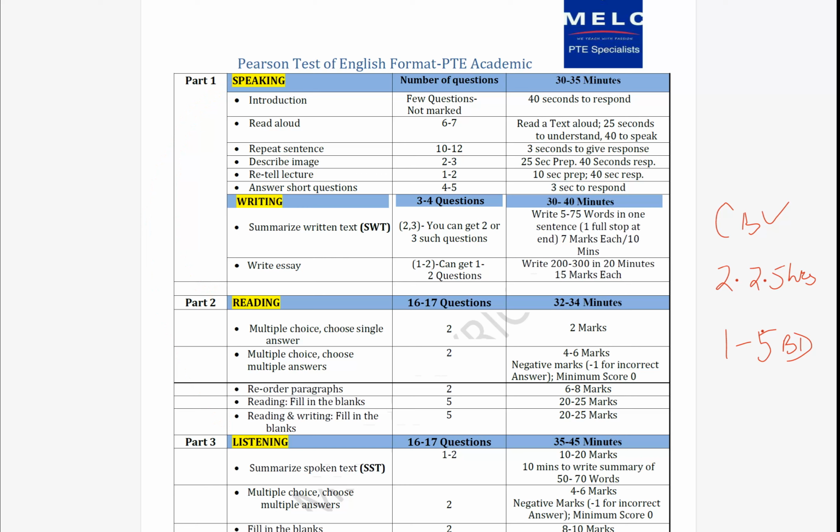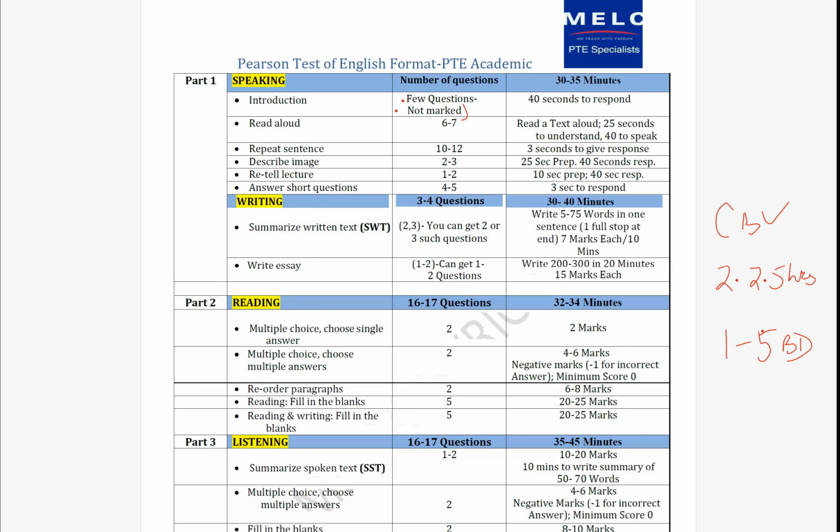Starting with the speaking part, the very first question is an unmarked question. It's not marked, so it's an introduction. You must do it. It's a 40 second question. People say that it's not important, but what we have seen over so many years is that doing an introduction, that too fluently and clearly, is very good.